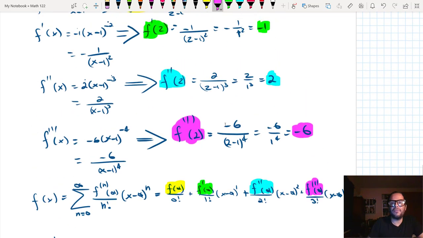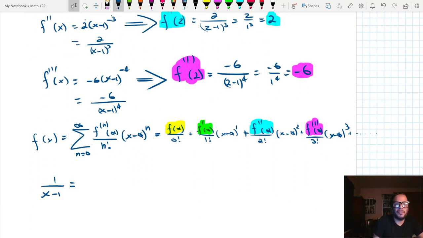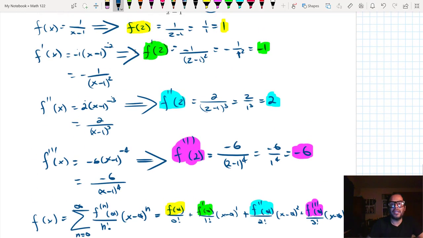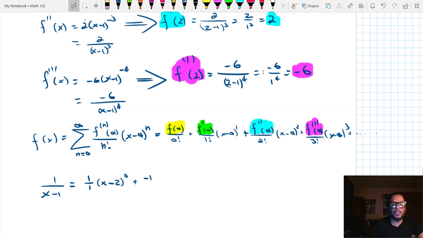Okay, so what is f of a? F of a, the number in yellow, is 1. Okay, that is 1 over 0 factorial, which is 1. And then in this case, x minus 2 to the 0 power, plus f prime of a, the green number, -1 over 1 factorial, which is simply 1, times x minus 2 to the first power, plus f double prime, which is 2, the number highlighted in blue, over 2 factorial.